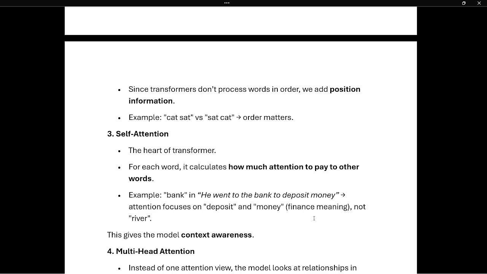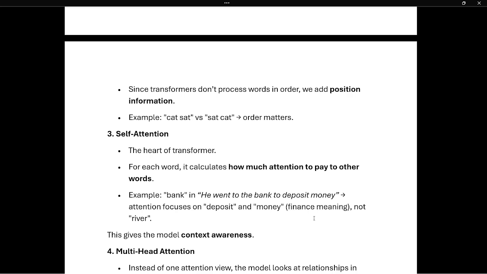Attention focuses on "deposit" and "money", the financial meaning, not the river. So bank is related to deposit and money, not to the river. That way, based on this attention score, we can understand which context it is, and self attention helps in that case.